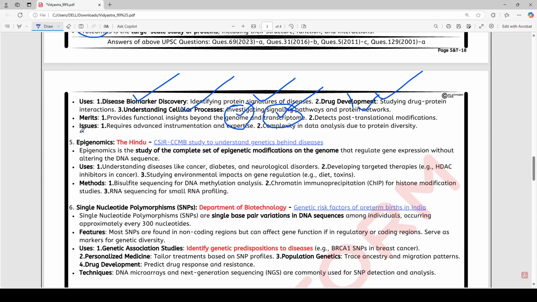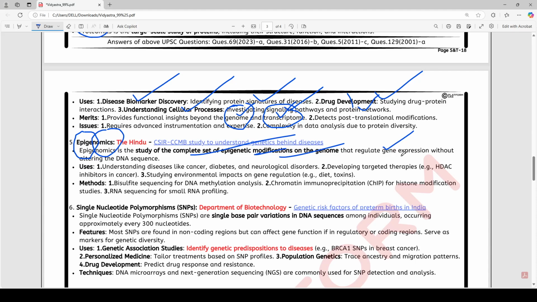Now we are talking about epigenomics. What is epigenomics? Epi means above the genome. Above the genome means it studies the complete set of epigenetic modifications in the genome. What it means is, the gene has all the information, but there are certain codes, certain processes which regulate that gene expression.